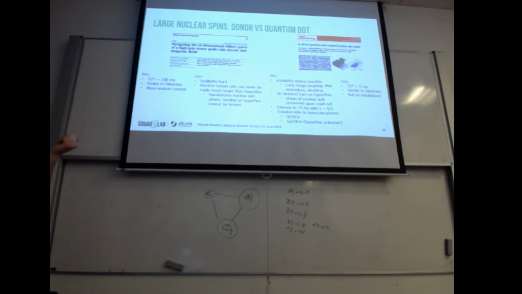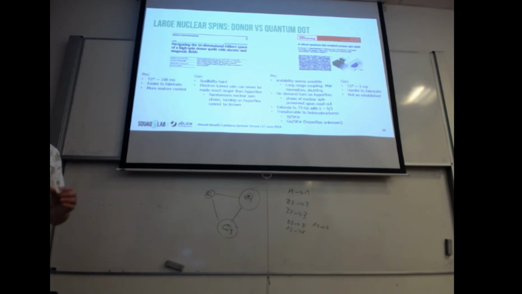And this is also why I wanted Sebastian to really look into germanium as well. This idea is also potentially transferable to heterostructures. I'm a bit surprised that nobody has tried this yet in silicon germanium. I think it should be possible. Germanium is, I think, unknown as yet. The main problem that you have with the donors is this one.